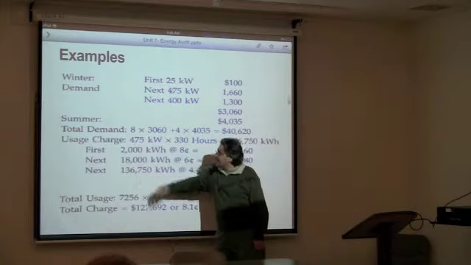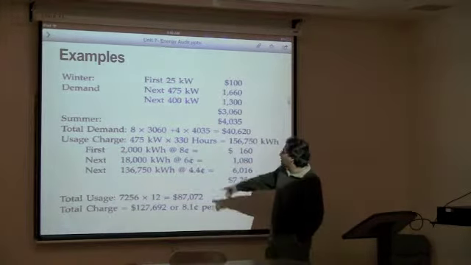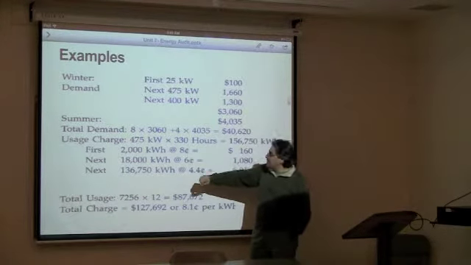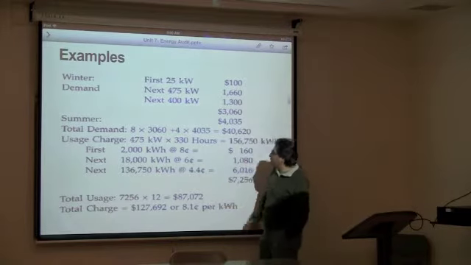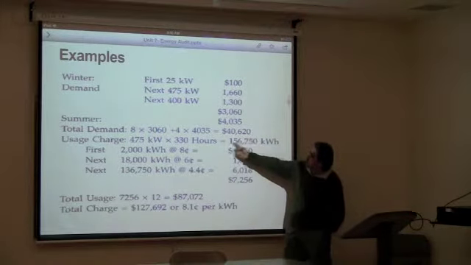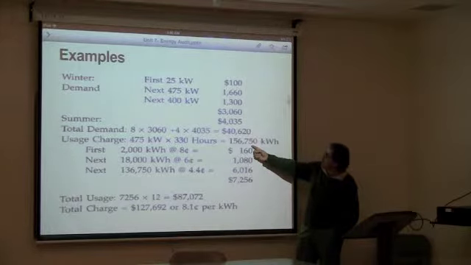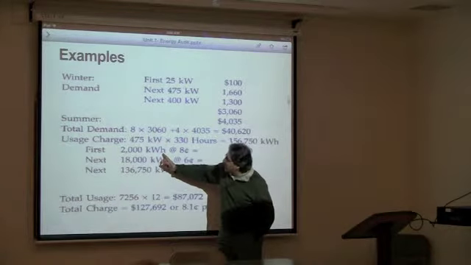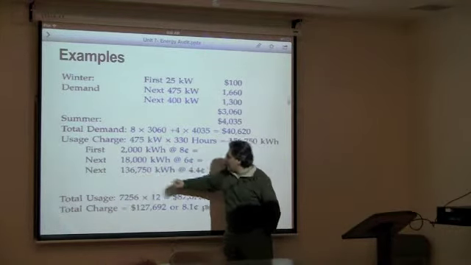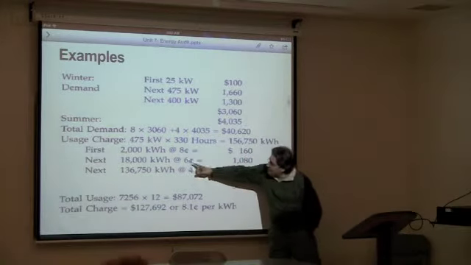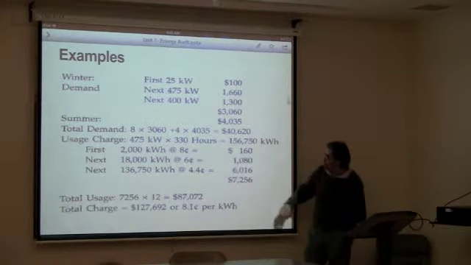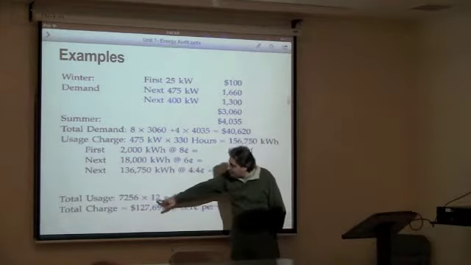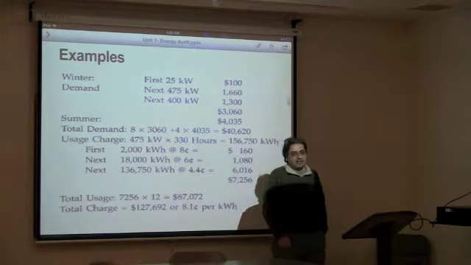In my table, it tells me the first 2,000 kilowatt hours, I got to pay 8 cents for each kilowatt hour. The next 18,000, I got to pay 6 cents. And then after that, I'm going to pay 4.4. So based on the usage I have, which is 1,560,075, I subtract the 2,000 kilowatt hour, 18,000 kilowatt hour, and the rest, put them together on the rates they are giving me, and come up with the calculation. That is $7,256 for 1 month. I have 12 months of operation, multiplied by 12 is $87,000.